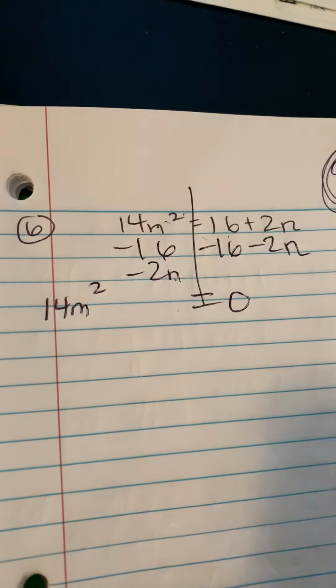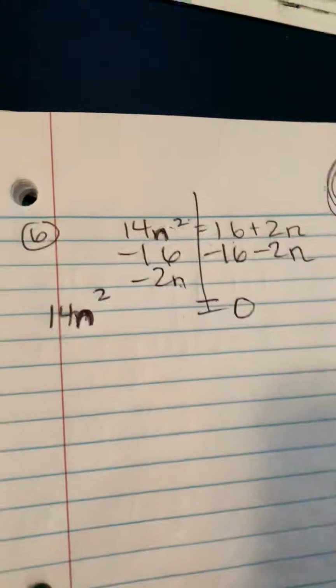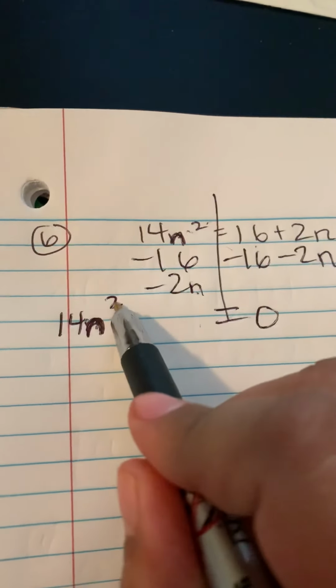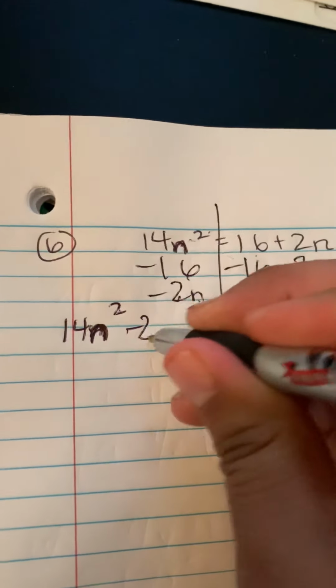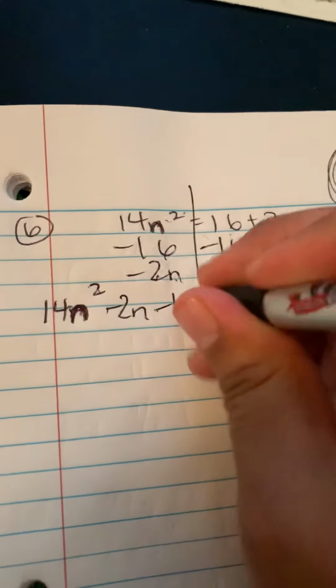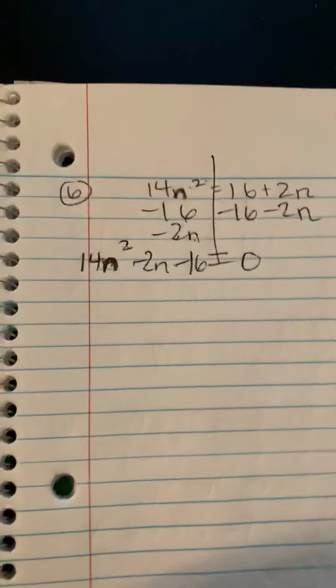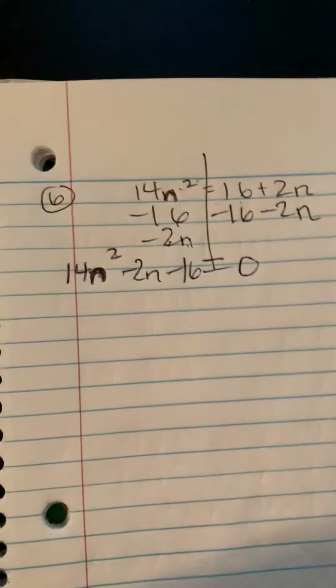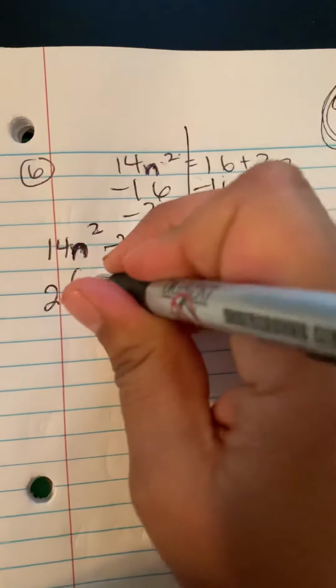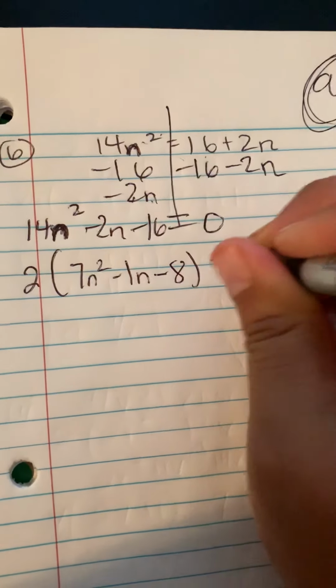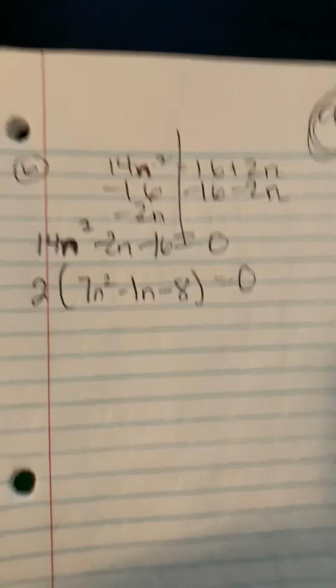So 14n squared would go first. Oh wait, sorry, that's an n, not m. N. And then the next high power, so it'd go n squared, and then just the n term, so -2n, and then the -16. So that would be what the problem should look like. And then you can say, okay, is there a GCF? And there is a GCF. It's a 2. And then you can continue the factoring from there.